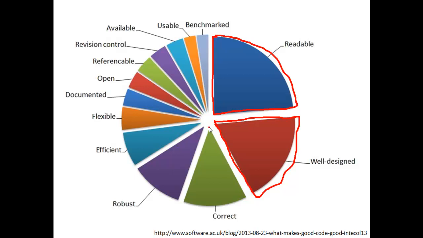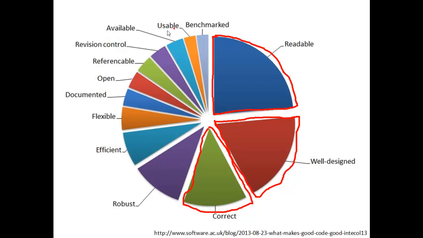See, correctness comes only in third place. Why? Because when readability and design are proper, correctness will obviously come. Other things are robustness, efficiency, flexibility, and documentation, it should be open for the programmer. It should be referenceable. Revision control is there. Availability should be there. And usability, and it should be benchmarked against other standards.